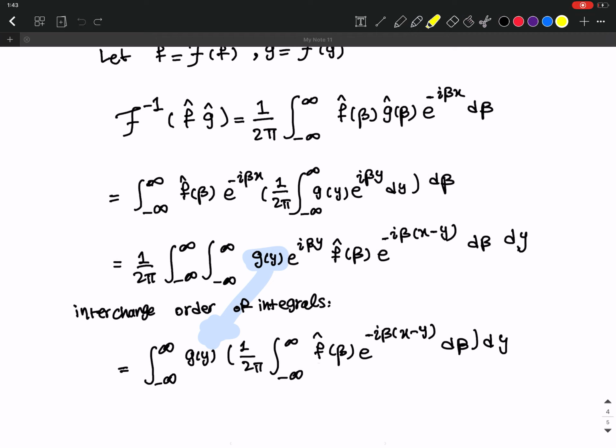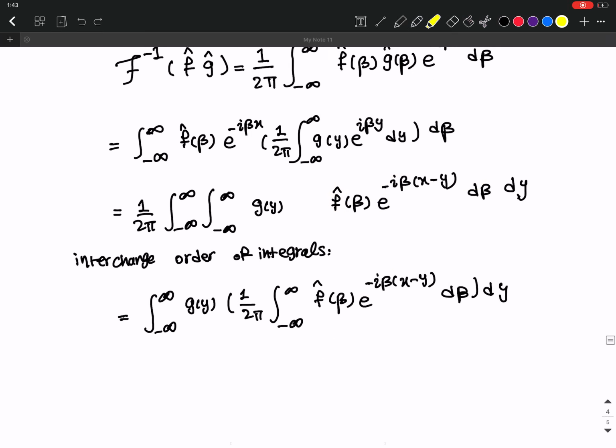I made a mistake here. Let me just correct it. I already wrote it here, so I don't need to write the e to the i beta y again. And then the second term, I'm going to put it here as the second integral. Right, so I just rearrange the order of these two integrals, and I'm going to get this formula. So here is times, so they are multiplied by each other.